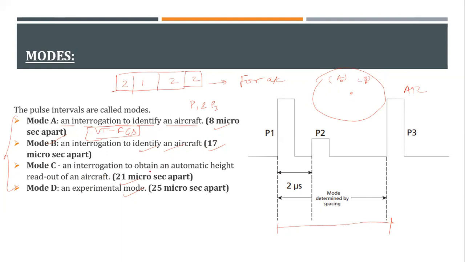Mode C, an interrogation to obtain the automatic height readout. So if an aircraft has mode C installed, that means that automatically the height of that aircraft will be given out. Now you might get confused, since I taught you that the SSR gives all of the things like speed, altitude, and all. That is mode S, which we have not discussed at the moment, and we will discuss that later. Up till now, these are the modes. You can just imagine that this is being developed slowly.